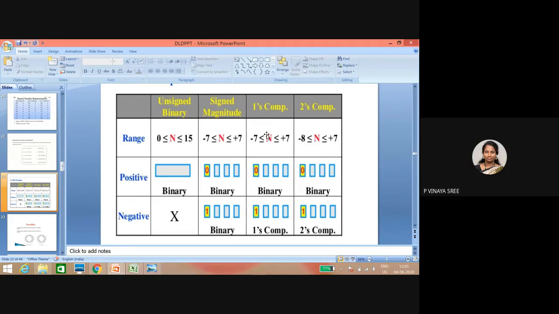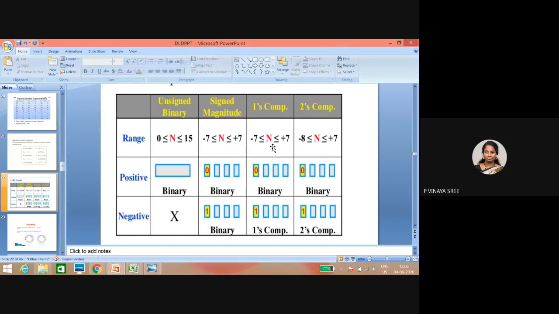See here, if it is positive, then definitely in signed, ones, and twos also, the MSB part will be 0. Whereas in negative representation, the MSB part will be 1 in signed, ones and twos complement. The range for 4 bits will be -7 to +7, if n size is 4 bit. Now everyone calculate, if n size is 16 bit, can anyone tell me what will be the range for twos complement?